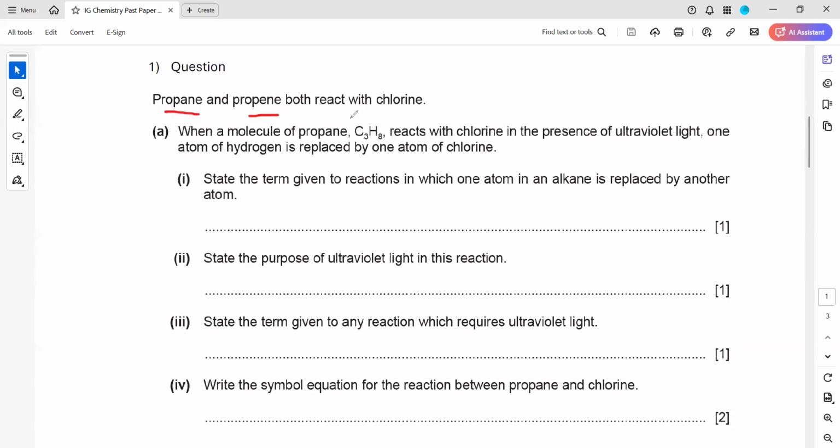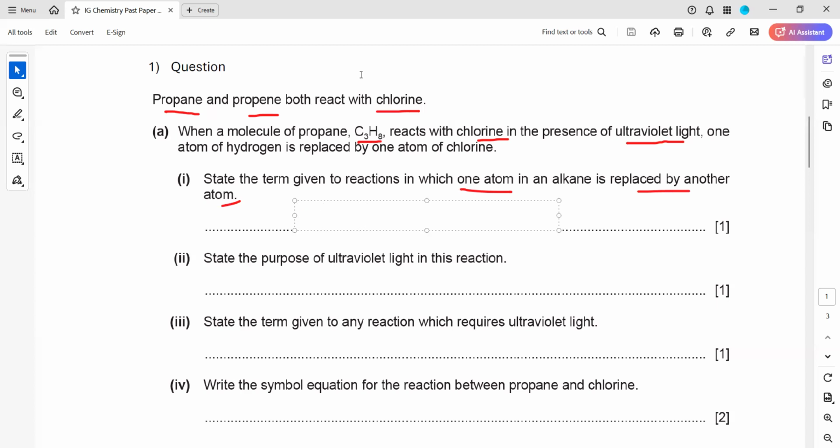Propane and propene both reacted with chlorine. This is pop quiz 9. When a molecule of propane, which is C3H8, reacts with chlorine in the presence of ultraviolet light, one hydrogen atom is replaced by one chlorine. State the term given to a reaction in which one atom is replaced by another. What do we call it? Substitution reaction. Substitution. Why not displacement? Look, there's a difference.